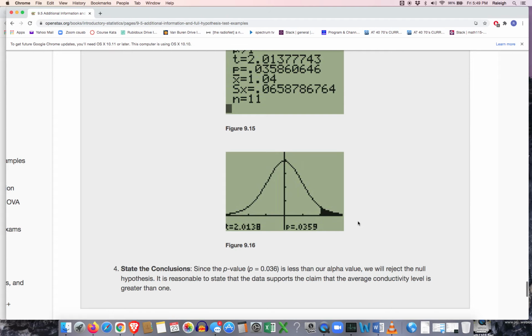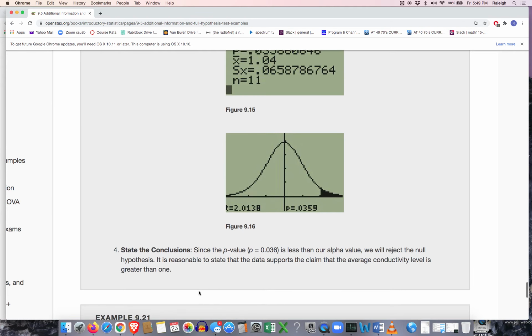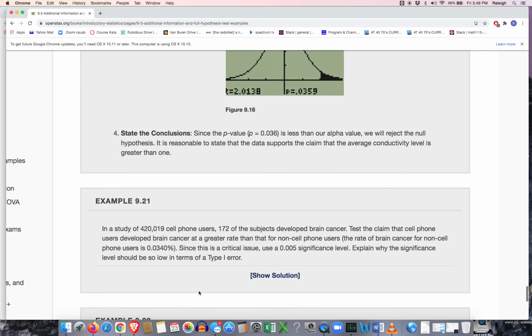I've been running through some of them, of course. Anyway, it's reasonable to state that the data supports the claim that the average conductivity level is actually greater than 1. We didn't say how much greater than 1, but it is greater than 1. How about that?